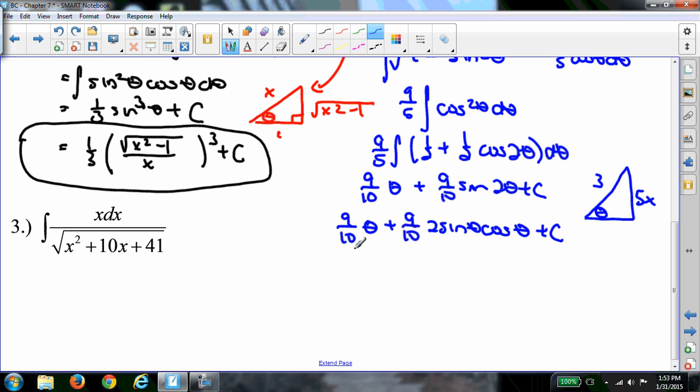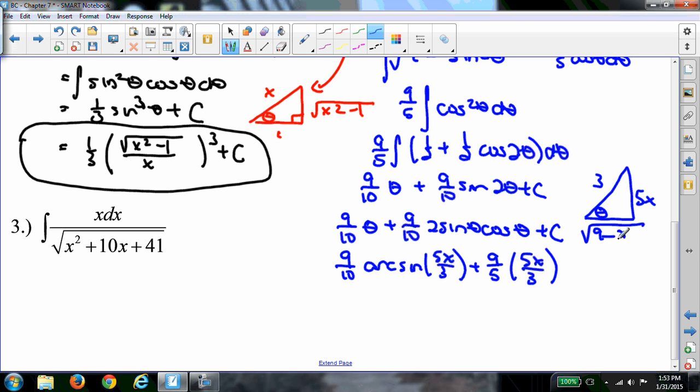Now we can substitute. So we have 9/2 theta. Theta is going to be the arc sine of 5x over 3. Plus 9/5, I'll go ahead and multiply the 2 and the 9/10. Sine theta, which is 5x over 3. Cosine theta, which is going to be my missing side, square root of 9 minus 25x squared, all over the hypotenuse, 3, plus c.